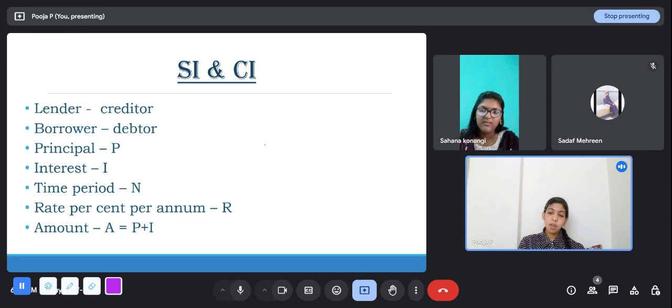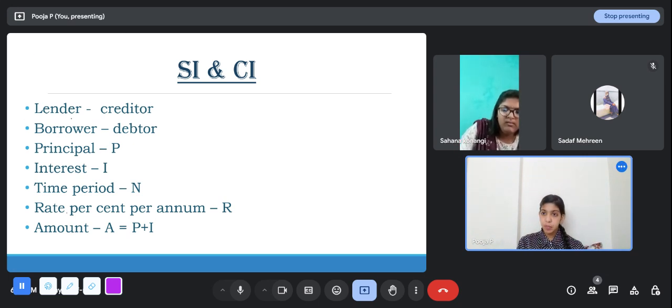So moving on to the next topic, that is simple interest and compound interest. As I told in the previous session, this is the application of percentage which deals with the banking aspect. Before we move directly into simple and compound interest, there are a few terms and basics that you are supposed to know.